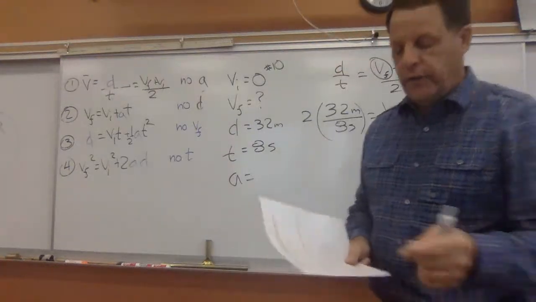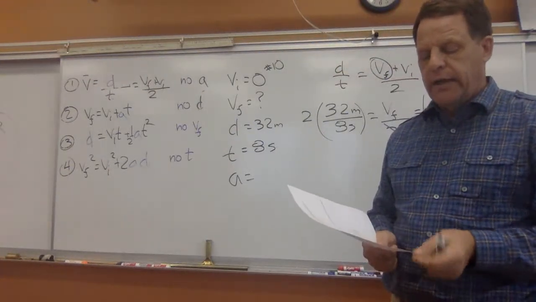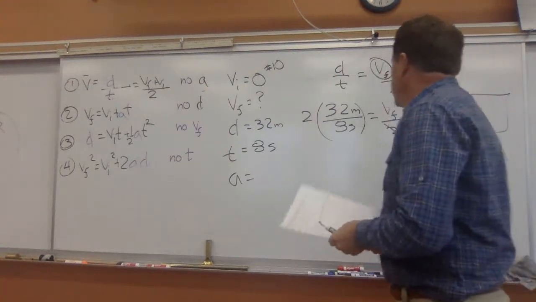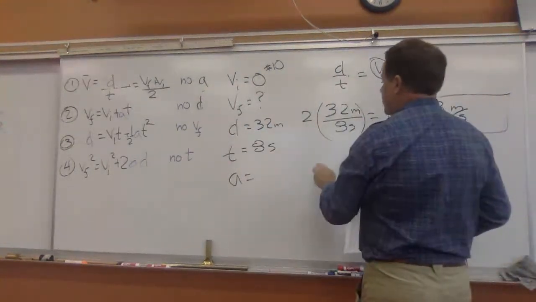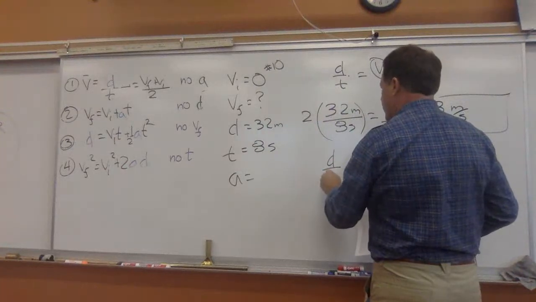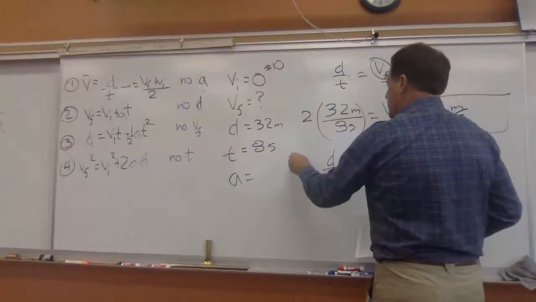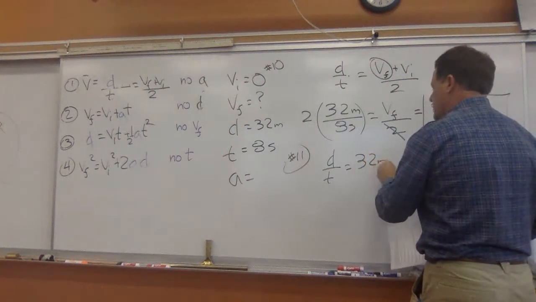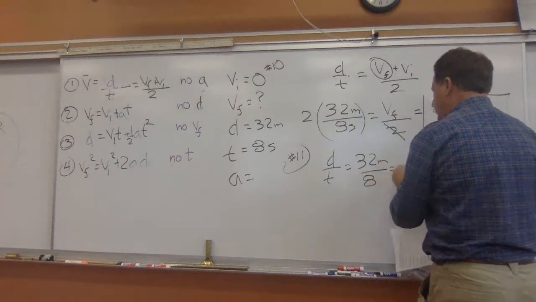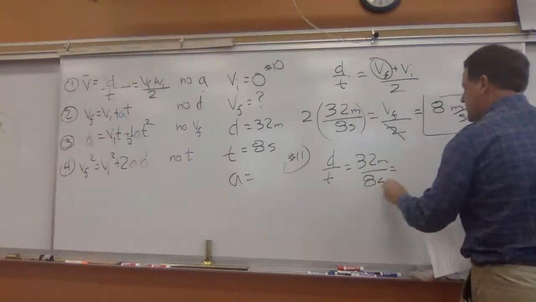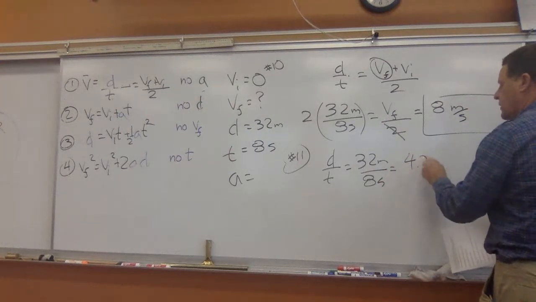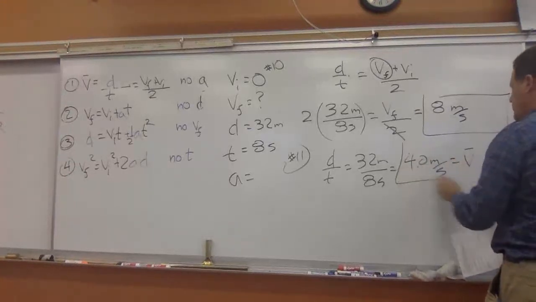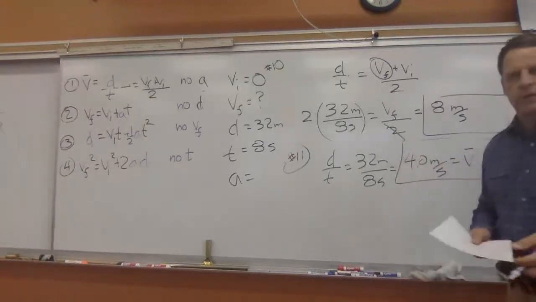Now, we could have already figured out problem number 11, and that is: what is Sally's average velocity? We could just do that from distance divided by time, which is 32 divided by 8, and that is 4. So 4 meters per second is our average velocity.